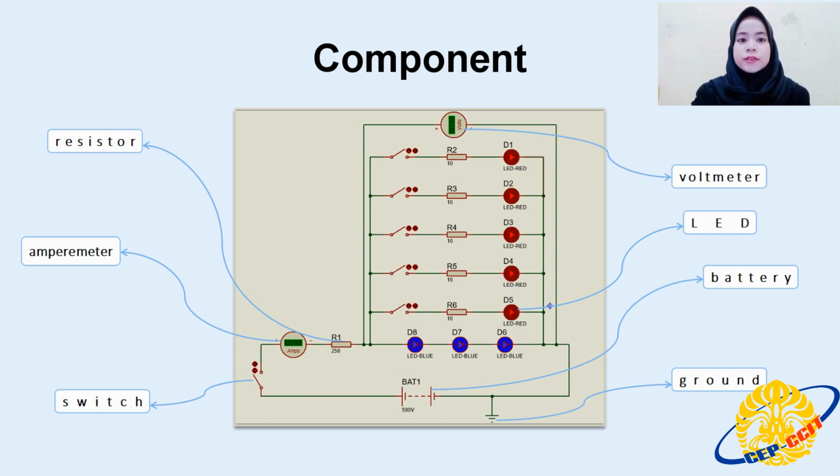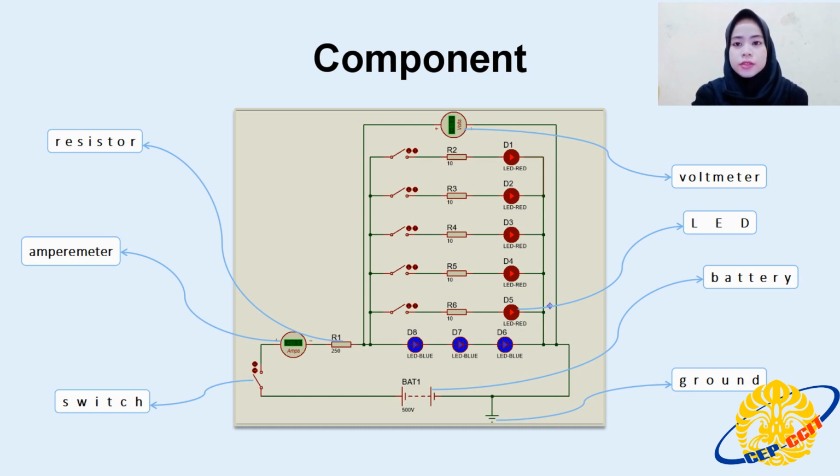My name is Novridayanti. Here I will explain about the simulation and measurement of mixed circuit with Proteus. I use 5 types of components and 2 measuring devices. The components in the circuit are resistor, LED, switch, battery, and ground. Resistor is a component that serves as a barrier to the electric current.